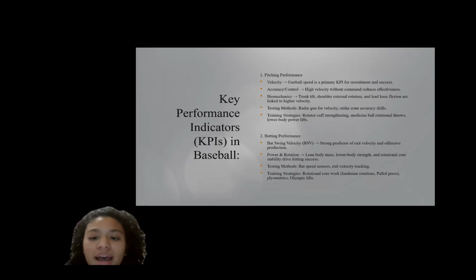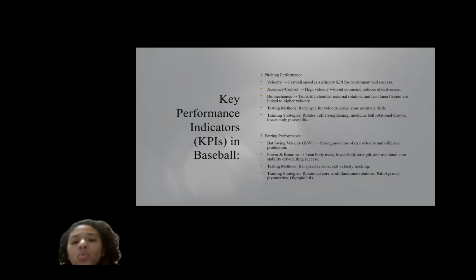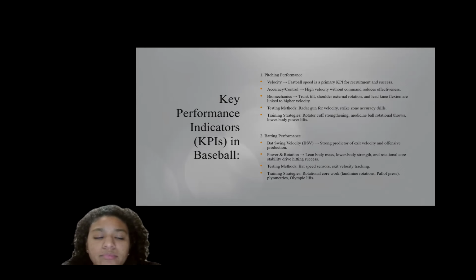Testing methods would be bat speed sensors or exit velocity tracking. Training strategy would be working on the rotational core work, so landmine rotations or Pallof press, plyometrics, and Olympic lifts like cleans or snatches, of sorts.